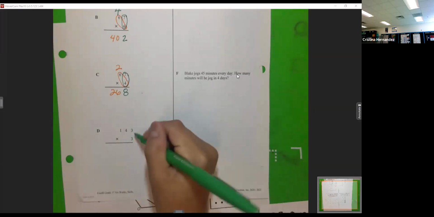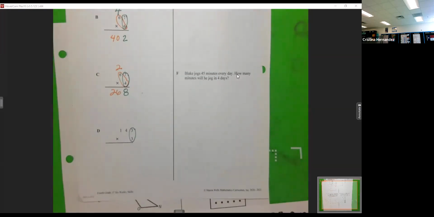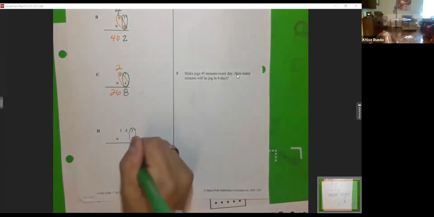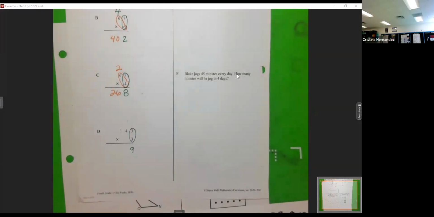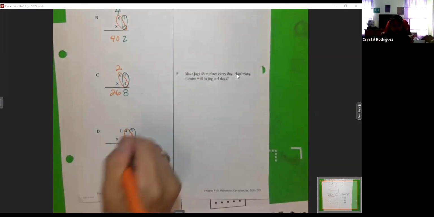Okay, let's do this one. This one wanted to trick y'all up. 3 times 3 is 9. All right, we're moving here. 4 times 3 is 12, but you're gonna put the 12 in, not 1.